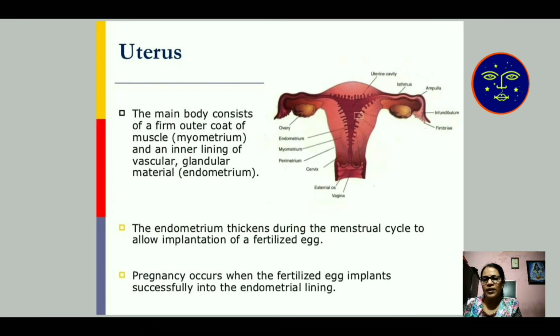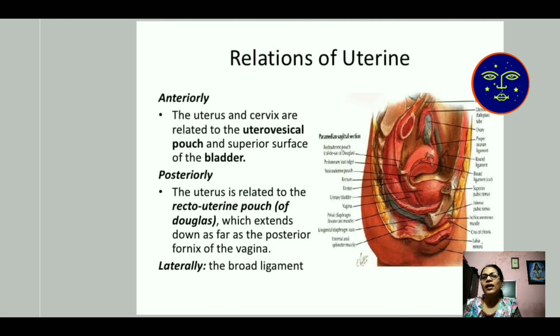This is the entire structure of the uterus. The main body consists of a firm outer coat of muscle known as the myometrium, and an inner layer of glandular material known as the endometrium. It is the innermost layer. The endometrium thickens during the menstrual cycle to allow implantation of a fertilized egg. Pregnancy occurs when the fertilized egg implants successfully into the endometrial lining.